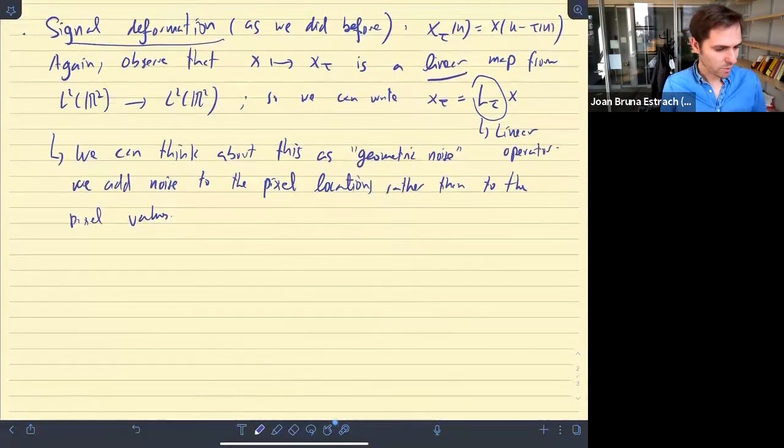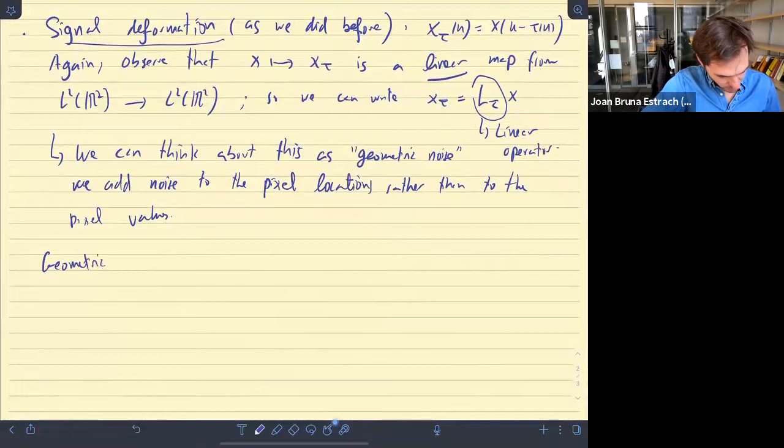All right, so that's our model. And so now we can postulate how we want our functions, or representations, to behave under this kind of deformation. This is the notion of geometric stability.